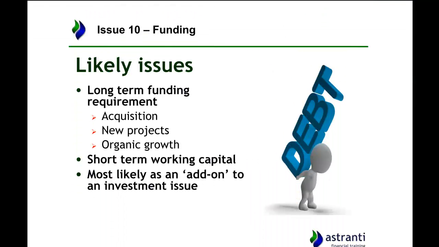So what kinds of likely issues could come up? Well, some that I've already discussed. We have long-term funding requirements. Now this could be for an acquisition of a competitor or an acquisition of a supplier. Could be for a new project, most likely a new soft drink, or money set aside for organic growth. Now, what this would mean would be, say, raising additional financing to increase production, to increase marketing expenditure, to try and build on the basis that the business already has.